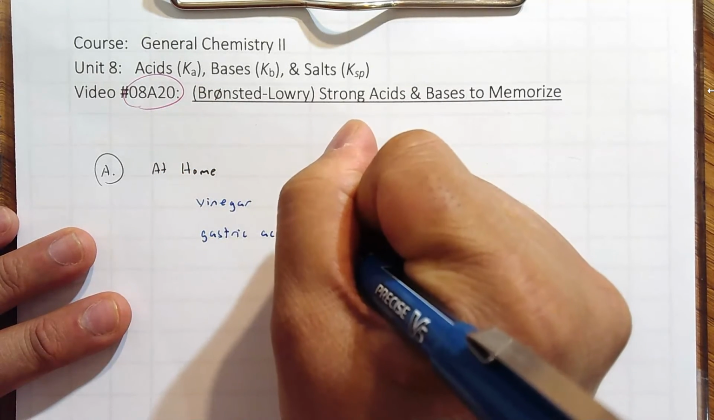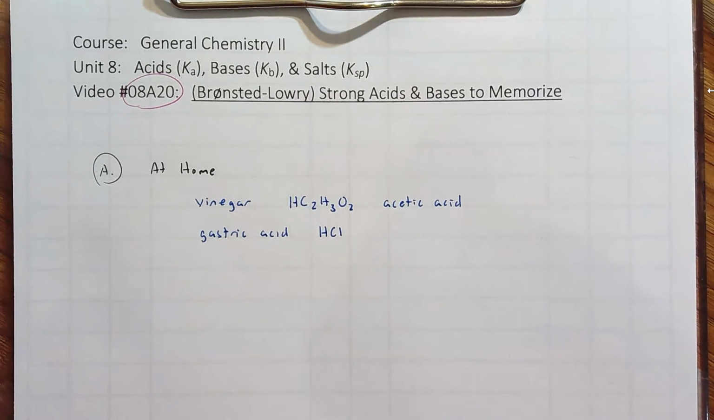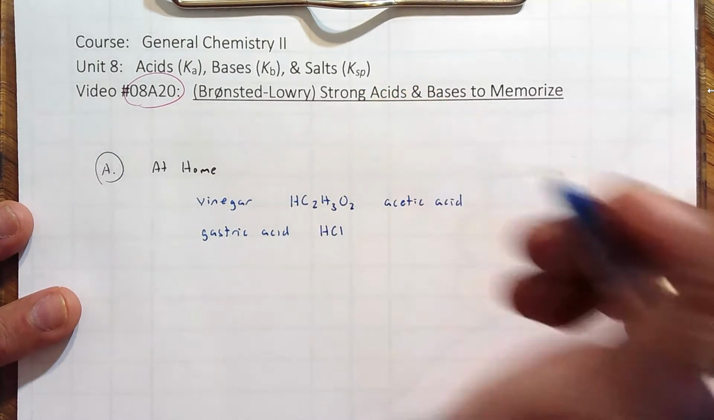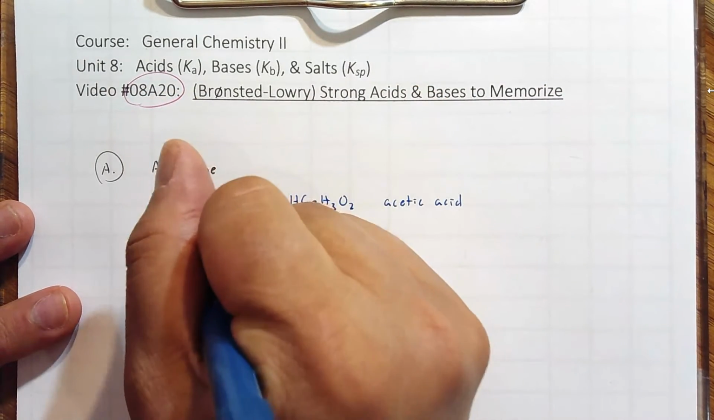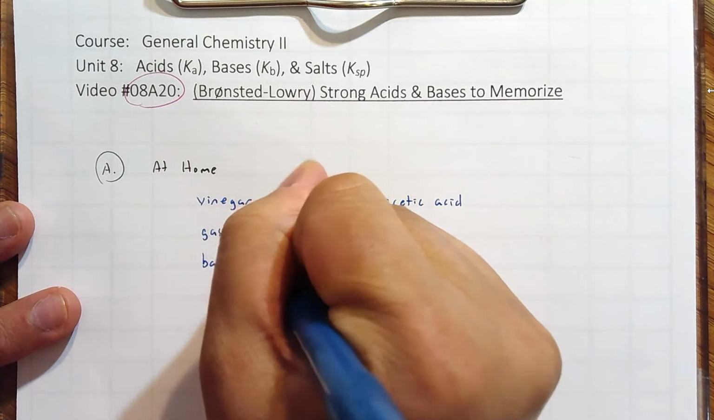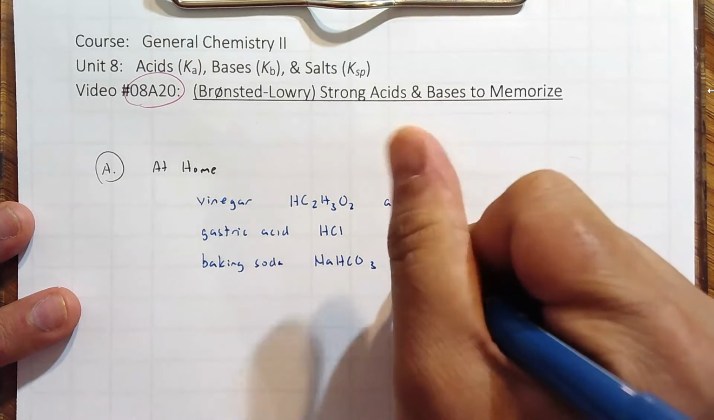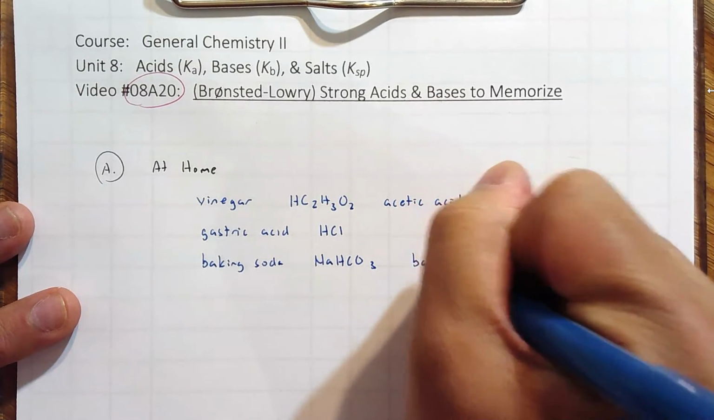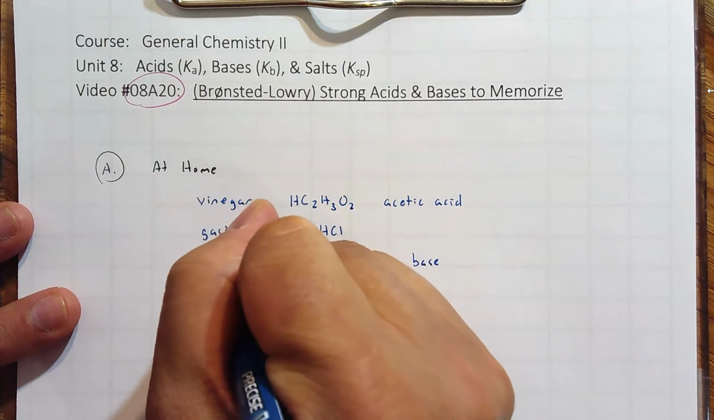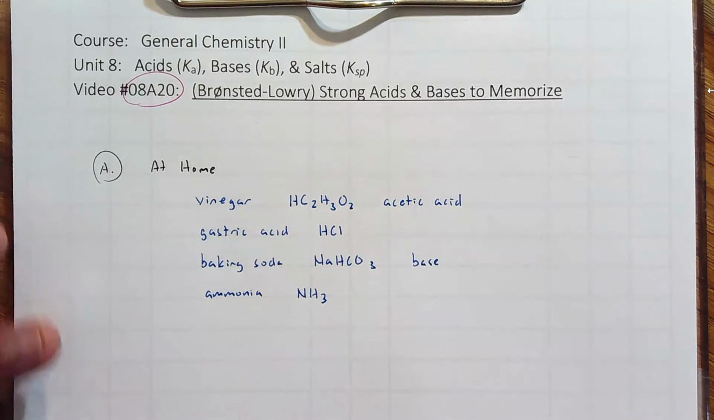That's actually a very strong acid, hydrochloric acid. In terms of bases, a base that you may have in your home is sodium bicarbonate. That is baking soda, NaHCO3. So this is a base. And the last base I want to talk about is ammonia. Those are some examples of acids and bases.